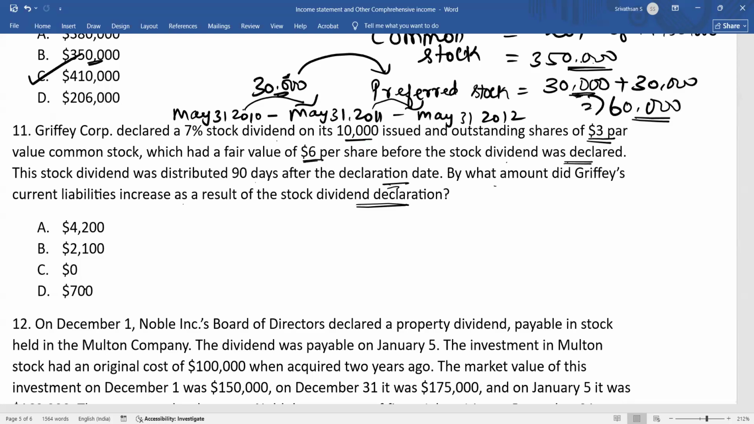See, on the date of declaration of stock dividend, what is the journal entry we are going to pass? Debit retained earnings, and we are going to credit equity share capital. So there is going to be no impact on current liability because of stock dividend declaration. So option C is the right answer.